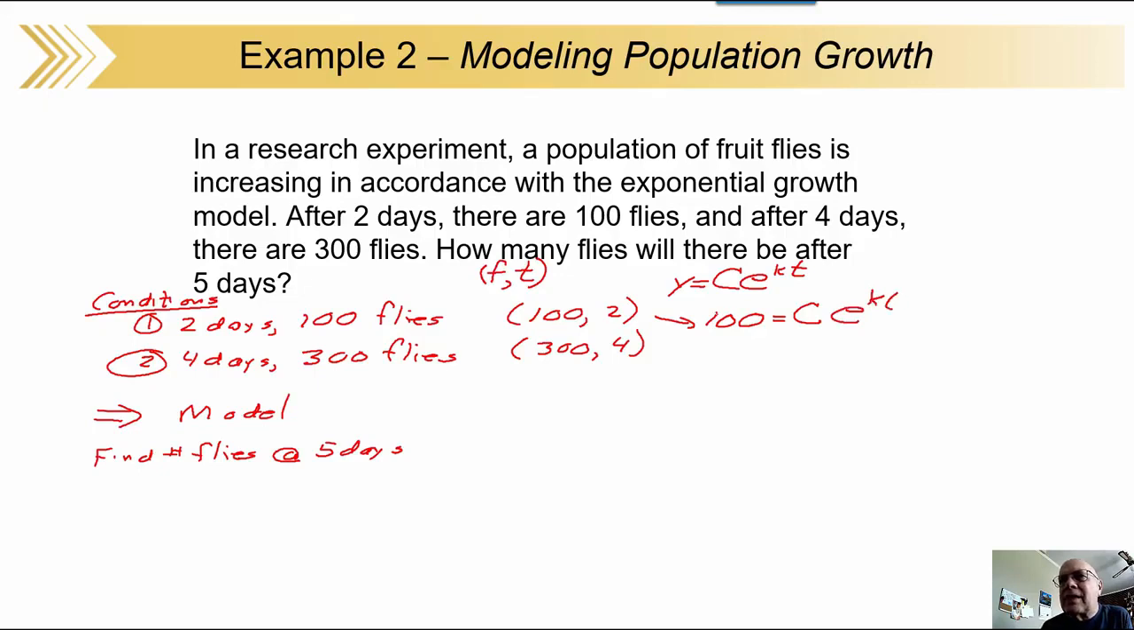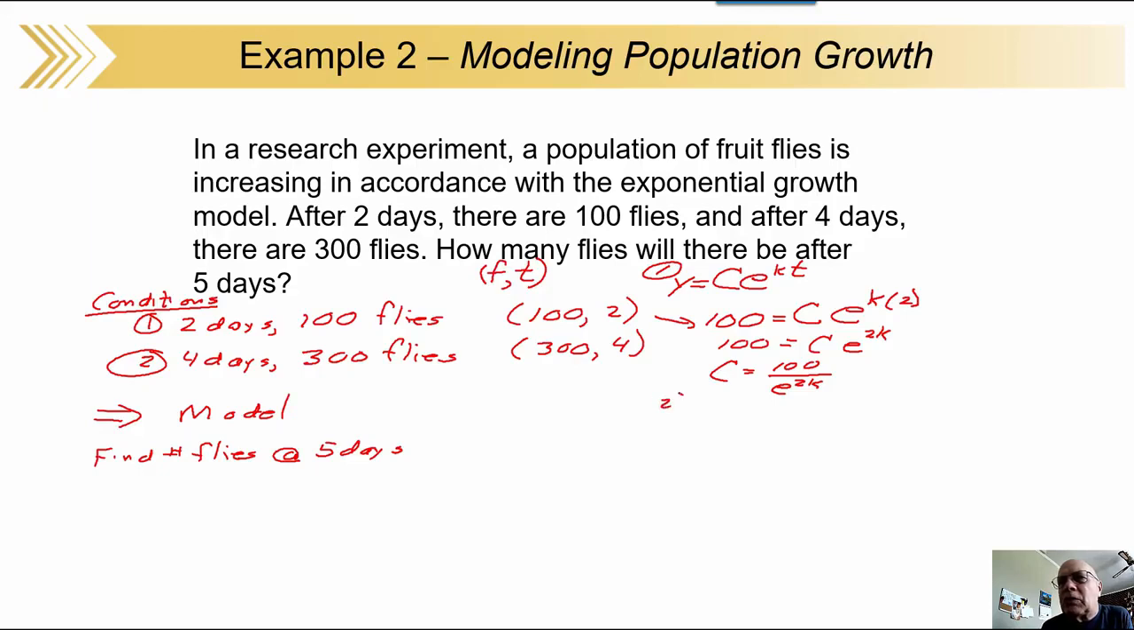And for this condition, we've got 2 days. 2 days have elapsed. So how do we do that? We've got 100 equals, I'm just going to clean up here a little bit, C e to the 2k. What I'm going to do next is solve it for C. I can solve it for C by dividing by this e to the 2k. So C equals 100 over e to the 2k. That's using condition number 1.